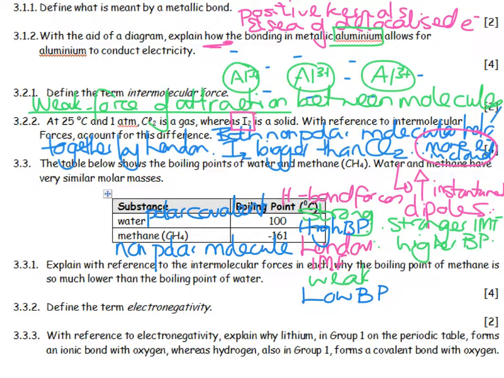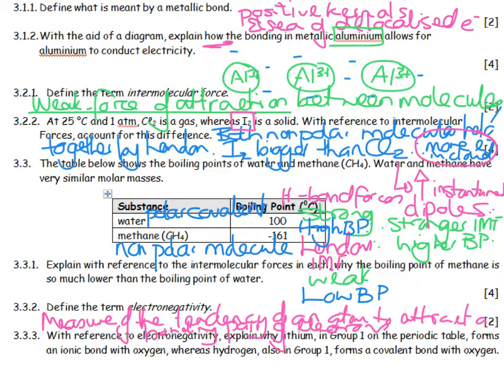Define the term electronegativity. I think we all got it right this time, which is really, really cool. It is the measure of the tendency of an atom to attract a bonding pair of electrons. That's your definition.